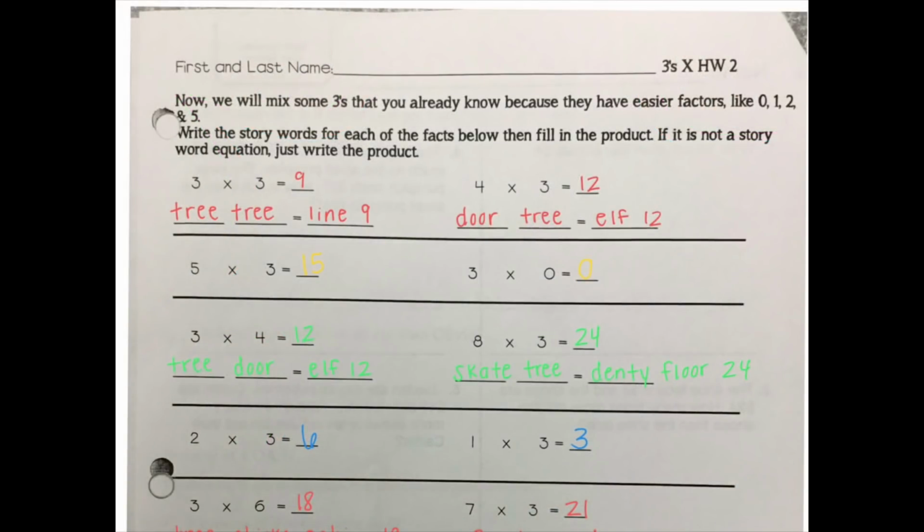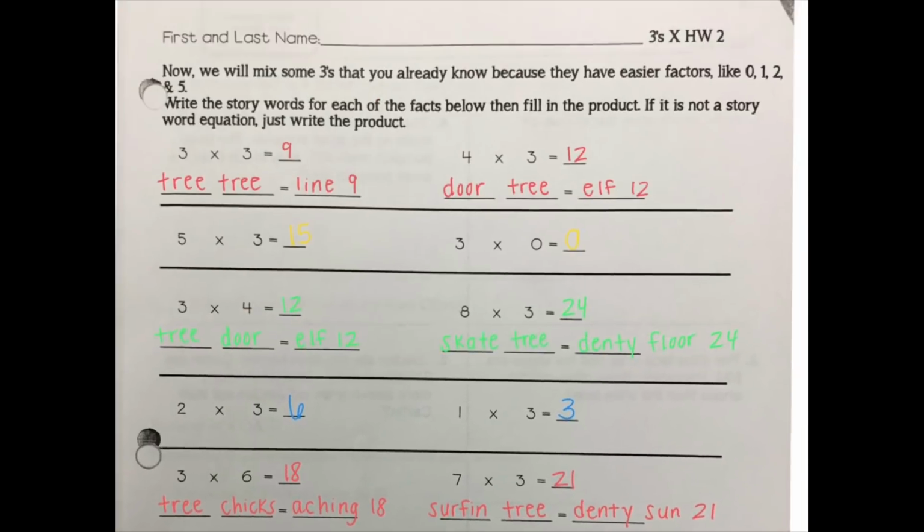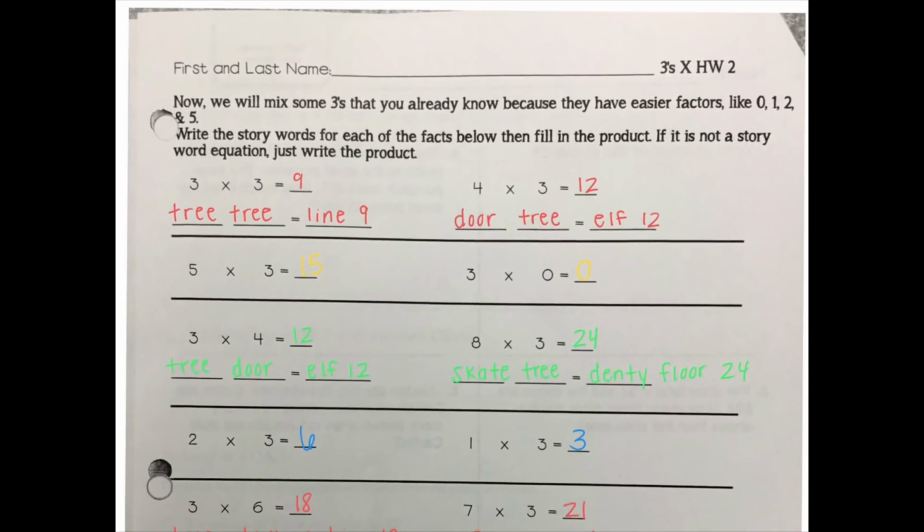Okay, here's your 3's multiplication homework number 2. Now, if you haven't done this yet, you have two options. Option number 1, try it on your own, then come back and check your work with the video. Make sure you spelled everything right and wrote all the facts correctly. Option number 2 is you can watch this video, but you're going to have to pause it a lot because as you can see, I already wrote all the facts in, and you're not going to be able to write this fast. So I'm just reviewing.